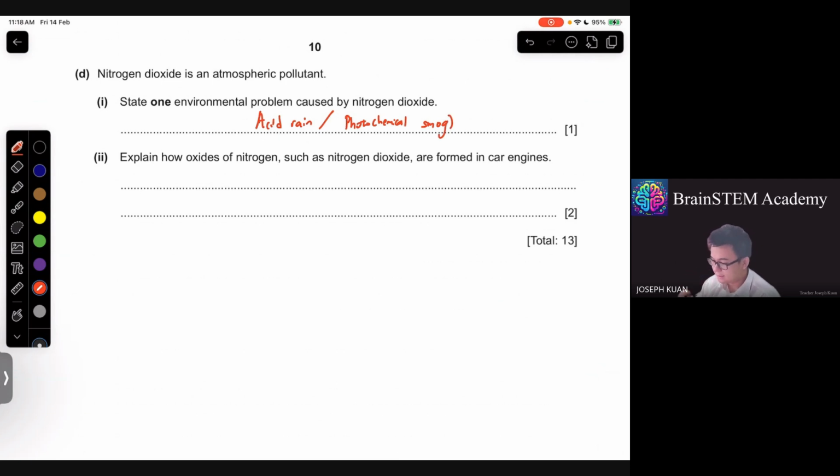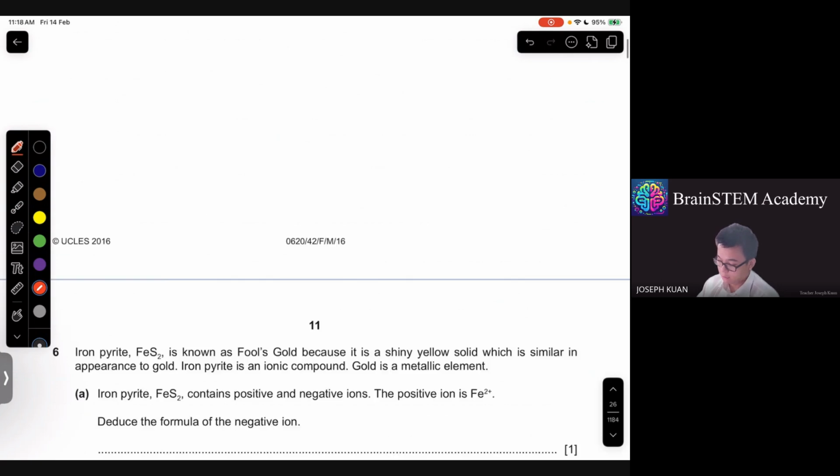Right. Next, explain how oxides of nitrogen, such as nitrogen dioxide, are formed in the car engines. So the nitrogen gas and oxygen gas from the air react in car engines due to high temperatures, which provide the activation energy required for them to react.